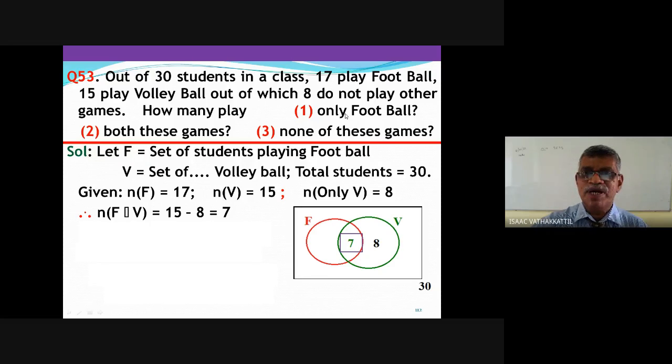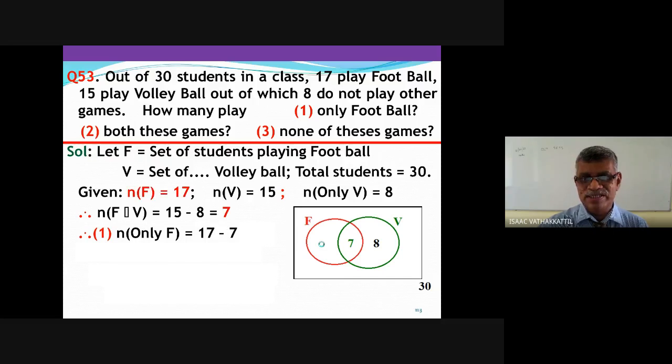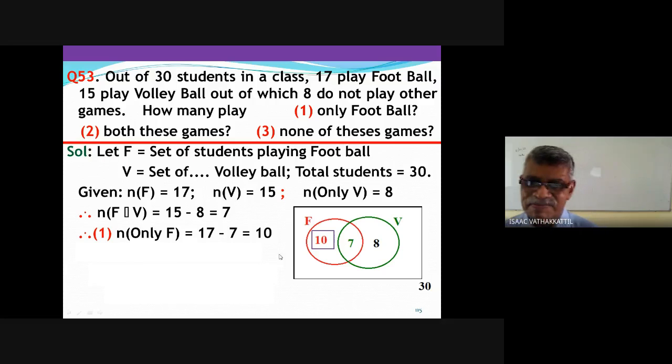Now, how many are playing football? 17 play football, in which I have already marked 7 here. In the whole football, I have 17 students playing. How many are left out in only football? 10. Yes, that is only football, 17 minus 7. It is very easy to depend on the diagram.